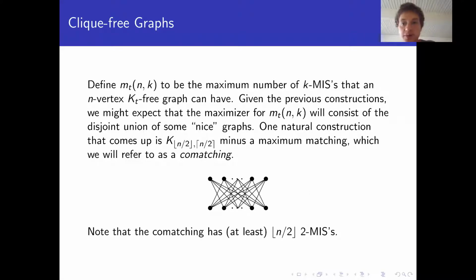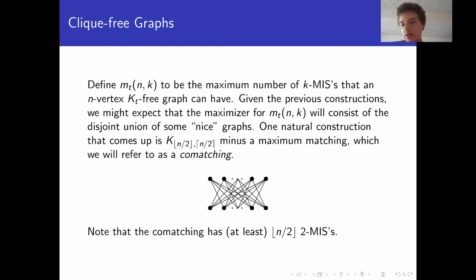So a couple of observations here. One is that this is a triangle-free graph, and in particular, it's K_t-free for any t greater than or equal to 3. And the number of 2-MISs it has is at least floor of n over 2, because for each of these non-edges across the parts, that's an independent set of size 2. More, if we look at any other vertex not there, it's going to be adjacent to the vertex of this set on the opposite side. So it has one 2-MIS for each non-edge, of which there are n over 2.